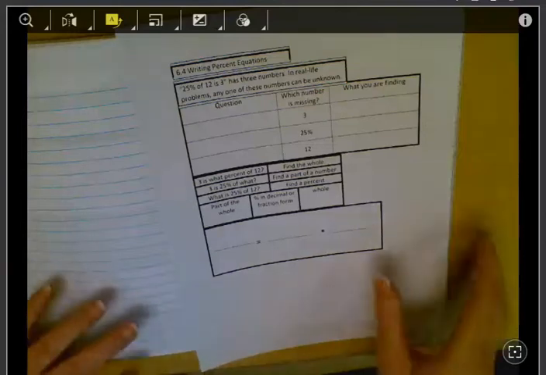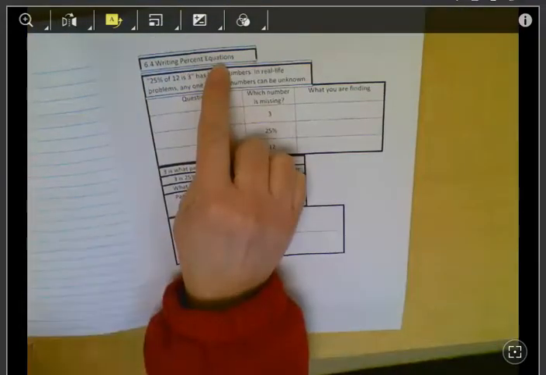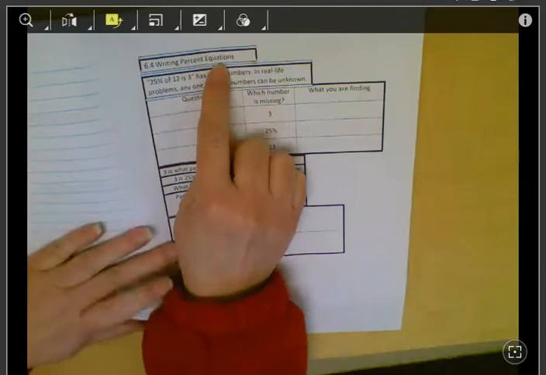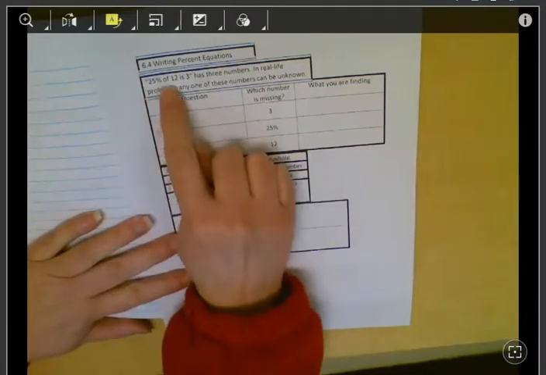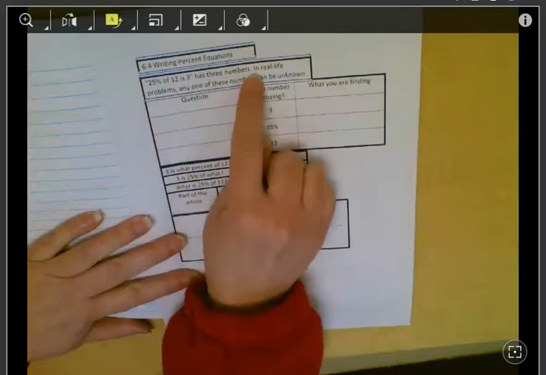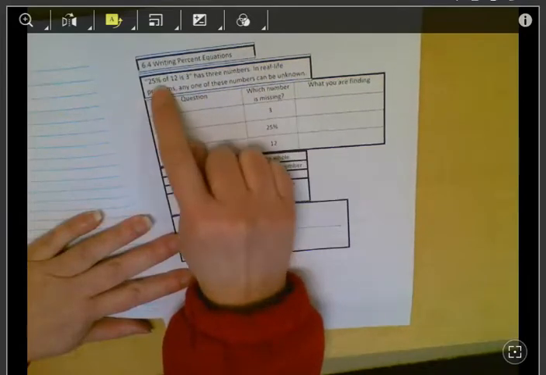Okay, today we're going to do the same thing we've been doing, but we're going to write percents as equations instead of as proportions. So we're going to take the same exact question we used in 6.3. 25% of 12 is 3, has 3 numbers. In real life problems, any one of these numbers can be unknown, because remember that the percent is your fourth number because it's over 100.